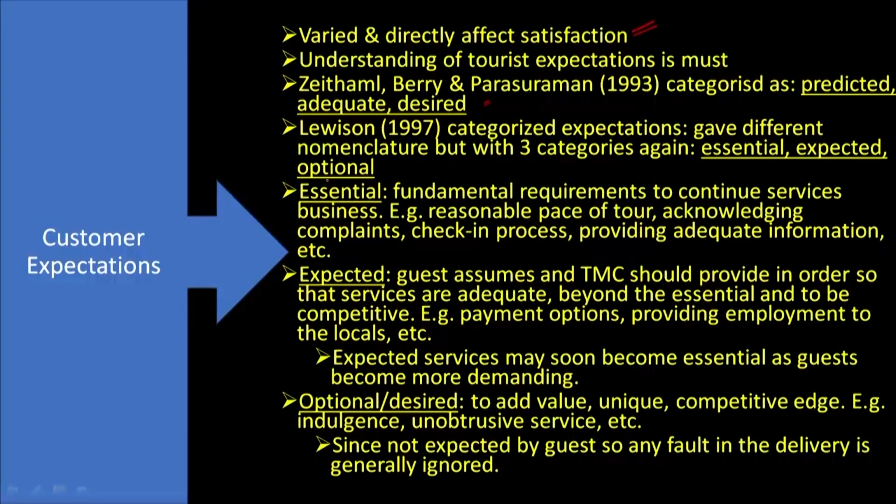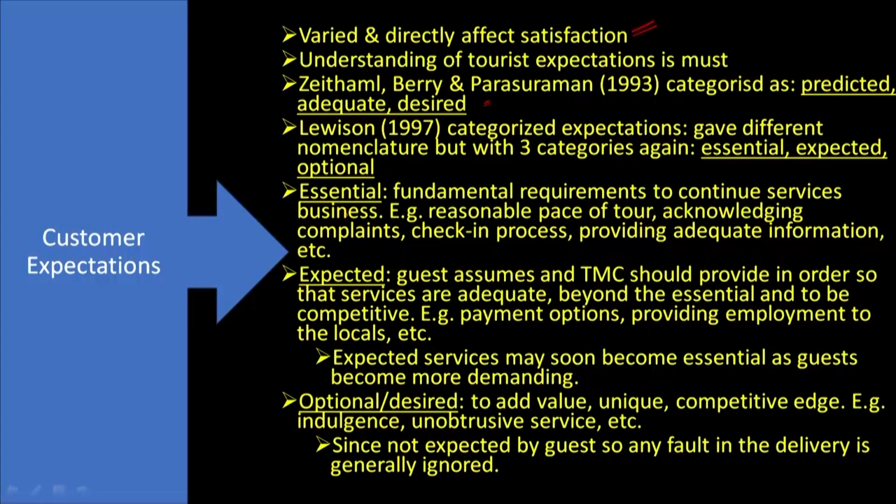And third is optional or desired. So optional is something, if these are there, absolutely fine, and if desired things are there which are beyond the expectation, it's absolutely fine. So that way, customer expectations were divided by Zeithaml, Berry and Parasuraman in 1993 and Lewinson in 1997 differently, but more or less their basis for classification was the same. Okay. Now, we will understand these different types of customer expectations one by one.